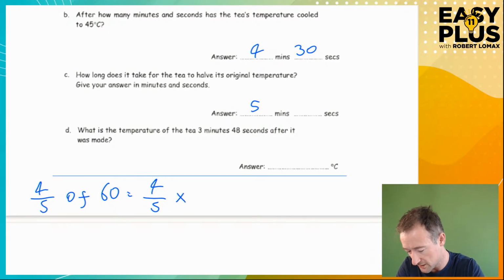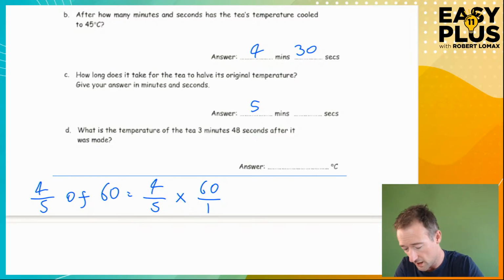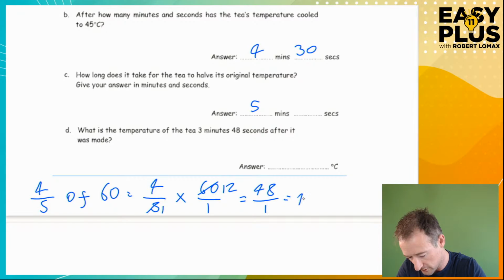4/5 times, and 60 we can write as 60 over 1, because any whole number can be written as a fraction of itself over 1. And now we've got fractions multiplication. Remember, when you're doing multiplication of fractions, only when you're doing multiplications, not when you're doing addition, subtraction, or division, you can cancel diagonally, which is useful here because 5 and 60 cancel. How many times does 5 go into 60? It goes in 12 times. So 5 goes into 5 once, it goes into 60 12 times. So we got 4 times 12 over 1 times 1, which is 48 over 1, which equals 48.